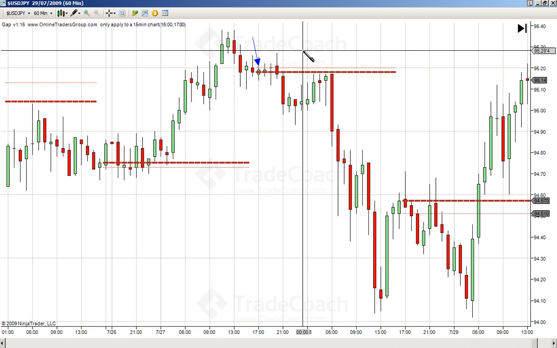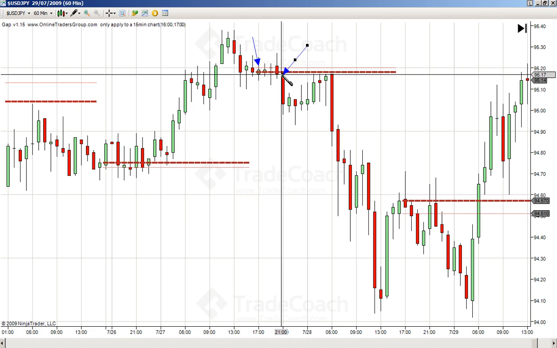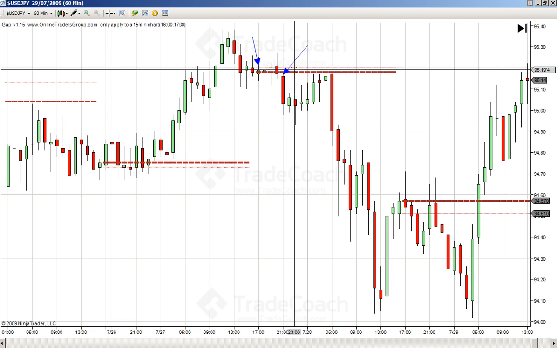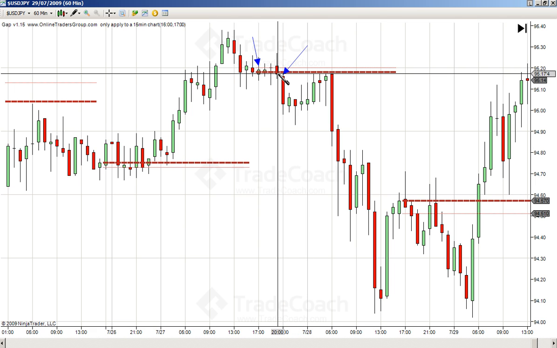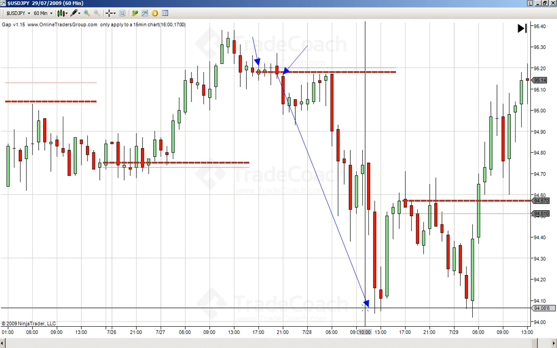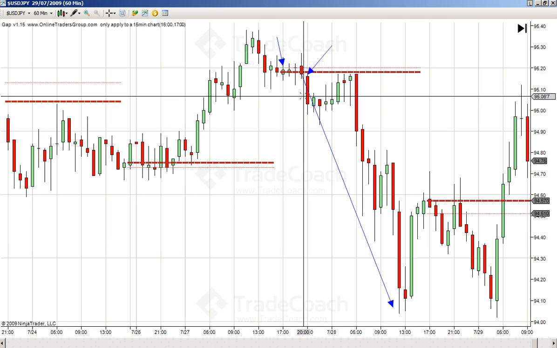And 4 candles later, it's a red candle that closes below the gap, which means we would go from here down. Okay, so that's another one there. So I'd add that.